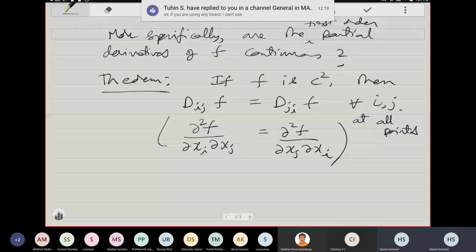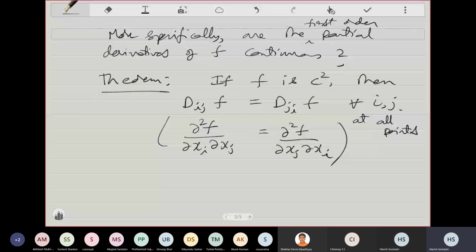Someone has written, Tuhin has written, if you are using any board, I can't see. I hope all of you can see this screen being shared, right? Yes, sir. Then I don't know what the issue is.